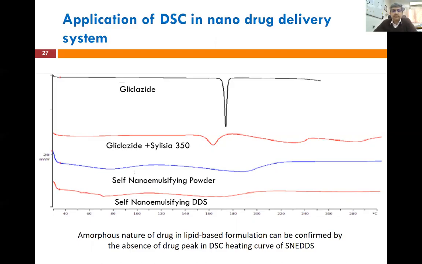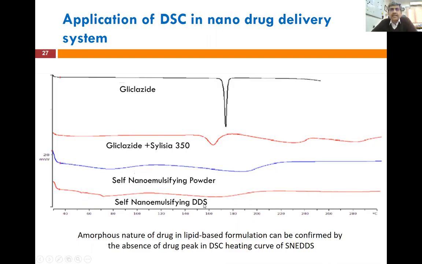Here is an example of gliclazide, which shows a neat melting point at a temperature of around 172. Gliclazide plus Sylysia 350, which is an adsorbent that is used for generation of the solid SNEDDS, shows a change in the melting behavior of gliclazide. This is the heating curve for self-nanoemulsifying powder, and this is the heating curve for self-nanoemulsifying drug delivery systems.